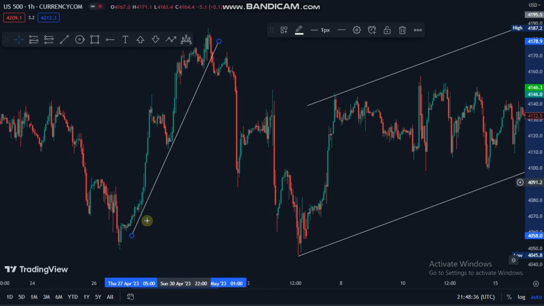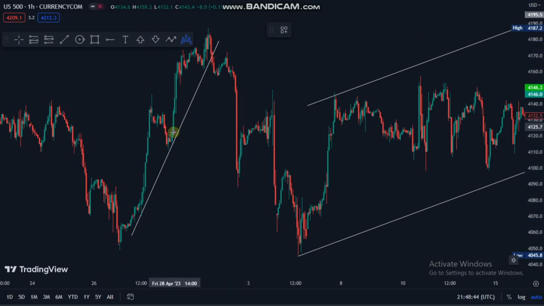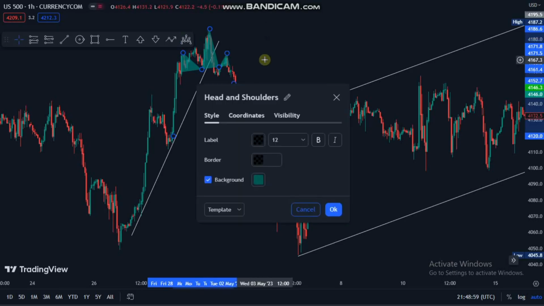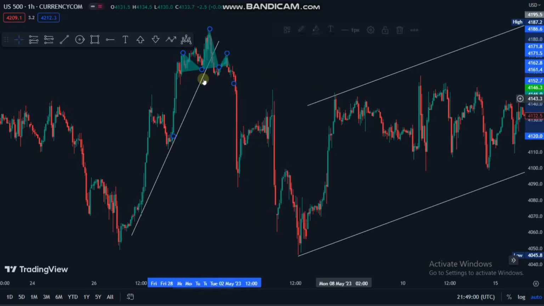So you can see that we have our first touch right here, second touch, that touch, the market broke, but we broke with a reversal, right? So we had something like this, over like this, head and shoulder pattern, right? You can see that this is a head and shoulder pattern. So this is our left shoulder, this is our head, and this is our right shoulder.